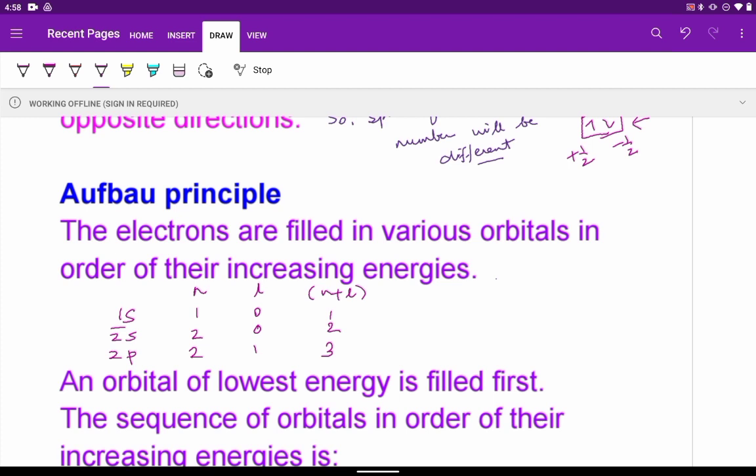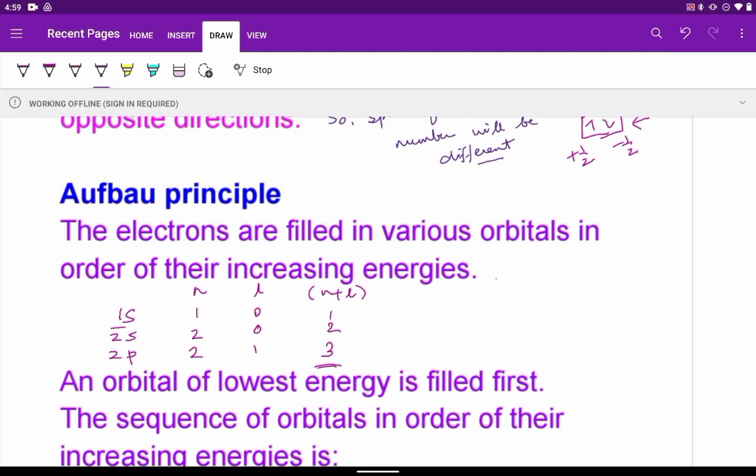Then let's say 2p. In 2p, n value is 2. p means l value is 1. So n plus l will be 2 plus 1, that is 3. So 2p orbital has even more energy than 2s. So its filling will be after 2s. So n plus l values give us an idea about the increasing energies, and the electrons are filled in various orbitals in order of their increasing energies.